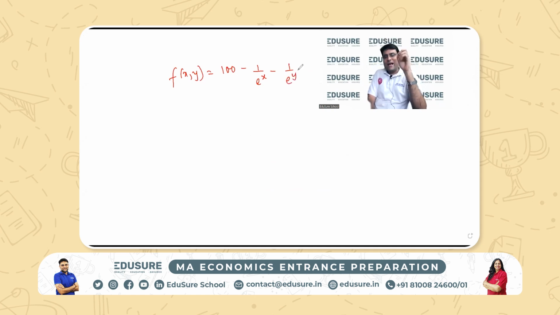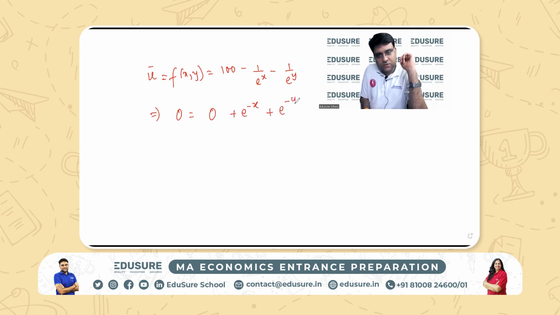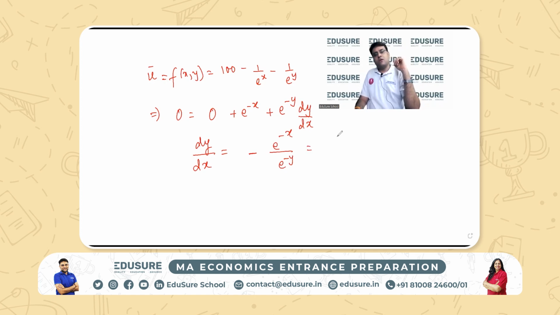Now, if I treat this as a utility function and I want to find out the indifference curves, or the level curves, what will I do? I'll basically differentiate this entirely, take this as a constant, say u bar. If I differentiate this, it will be 0. This will be plus e to the power minus x dx plus e to the power minus y dy. So basically, what do I get? I get dy by dx is equal to minus of e to the power minus x by e to the power minus y.